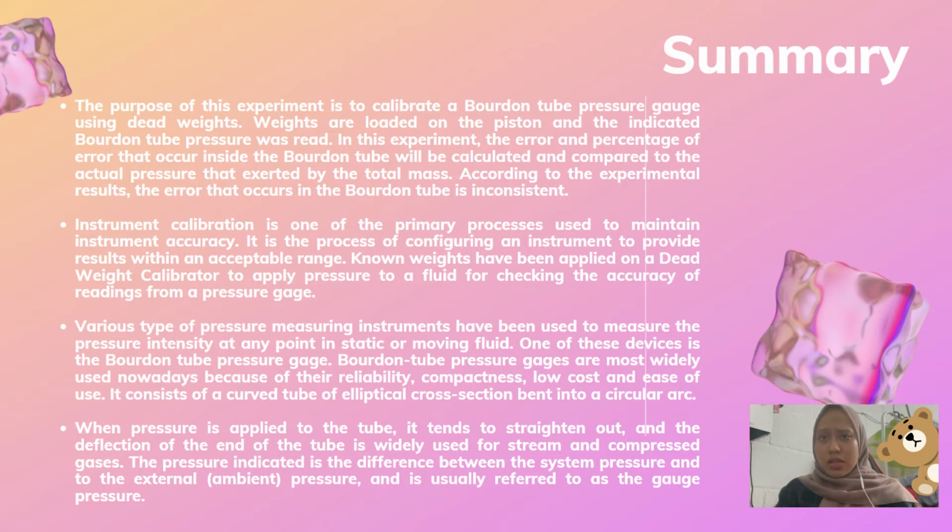When pressure is applied to the tube, it tends to straighten out, and the deflection of the end of the tube is widely used for steam and compressed gases. The pressure indicated is the difference between the system pressure and the exterior ambient pressure, and is usually referred to as the gauge pressure.